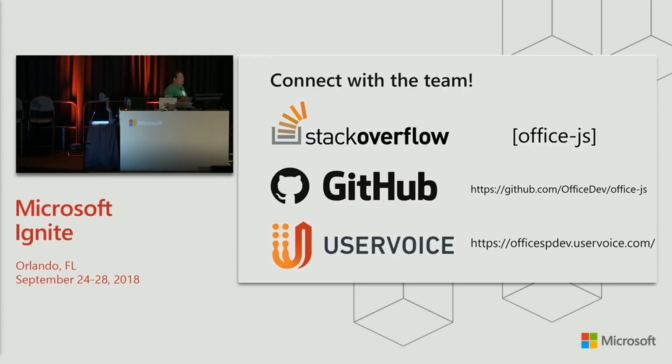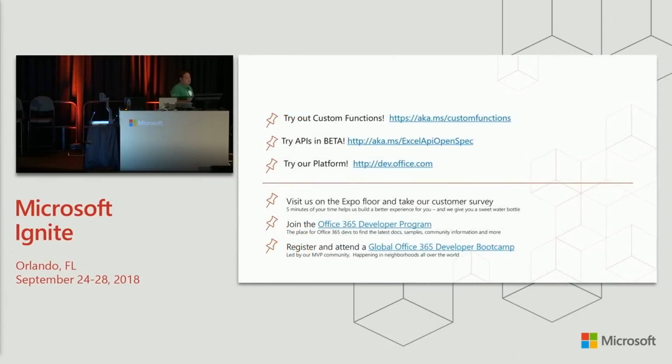And in UserVoice, if you feel that there is a feature that is missing, or something that we should do better, or any recommendations you have, you can upvote requests or create new ones. Also, here are some useful resources. If you want to know more about custom functions, just go to this website, aka.ms/customfunctions. There's also an open spec. We are one of the few teams at Microsoft that has the specs online. So you can go to this website and see the APIs that are coming, the APIs that are in preview, and the ones that you can try using our beta endpoints.